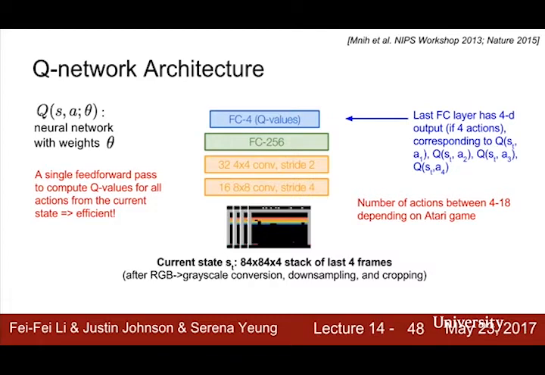One nice thing here is that using this network structure, a single feed-forward pass is able to compute the Q values for all actions from the current state. So this is really efficient. Basically, we take our current state in, and because our output layer has a Q value for each action, we're able to do one pass and get all of these values out.